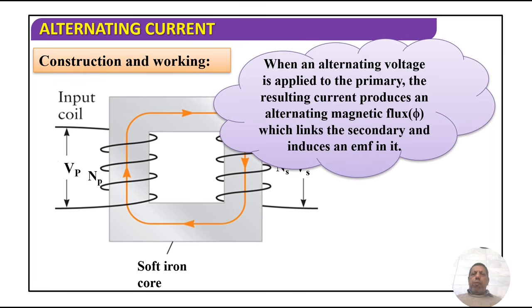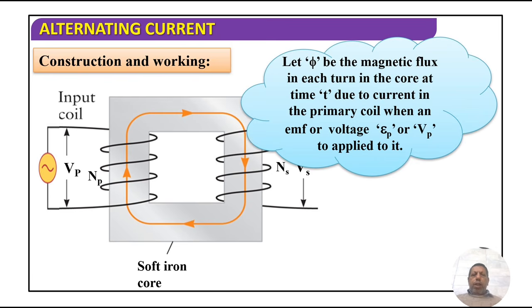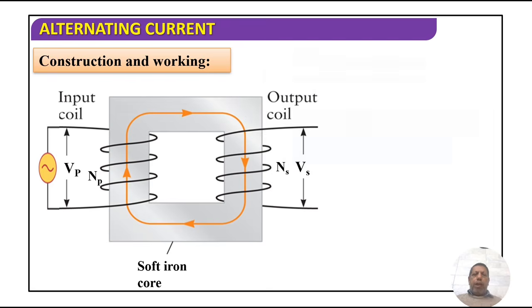When an alternating voltage is applied to the primary, the resulting current produces an alternating magnetic flux, which we denote with phi, which links with the secondary and induces an EMF in it. Let phi be the magnetic flux in each turn in the core at time t due to the current in the primary coil when an EMF or voltage EP or VP is applied to it.